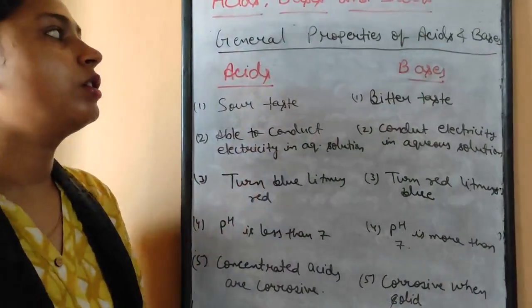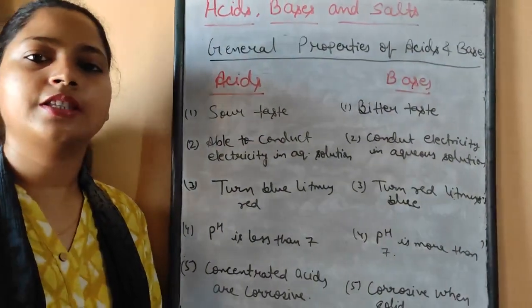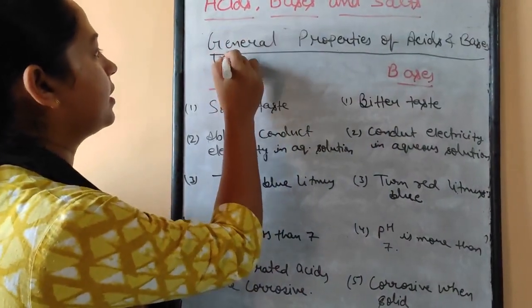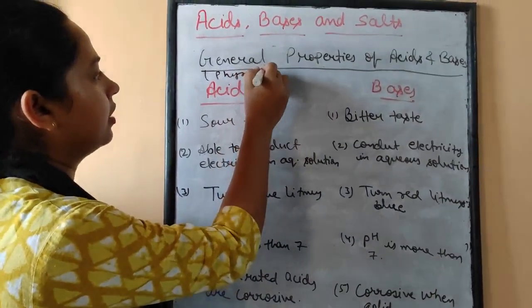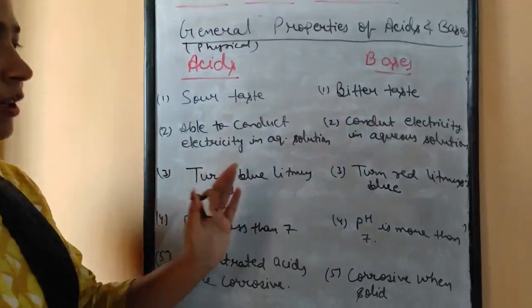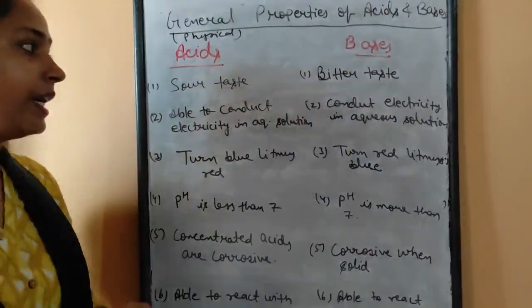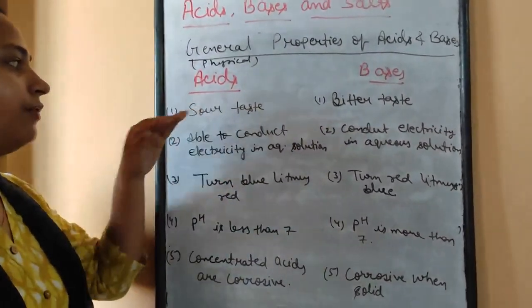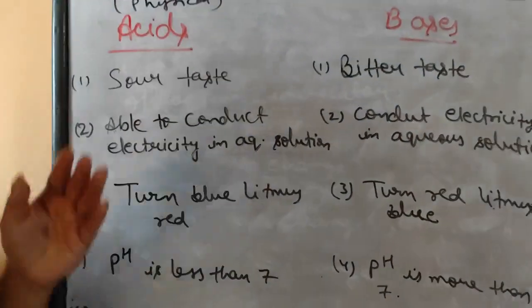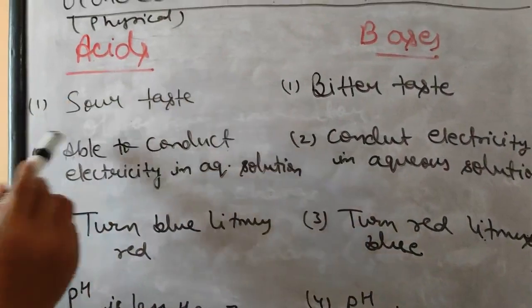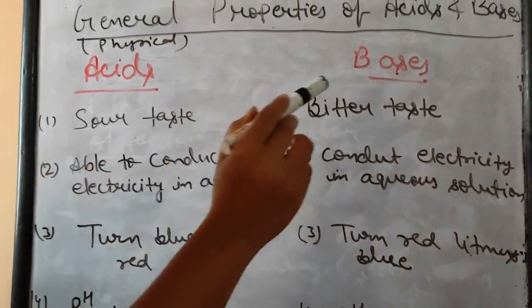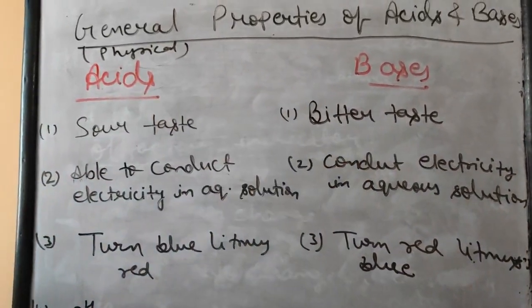So let's have a look at the general properties of acids and bases, or we can say the physical properties of acids and bases. I have written in comparative form so that you can compare the physical property of both the substances. So very first is the taste. All of us know the taste of acid is what? Sour. So acids are sour in taste and bases are bitter in taste.